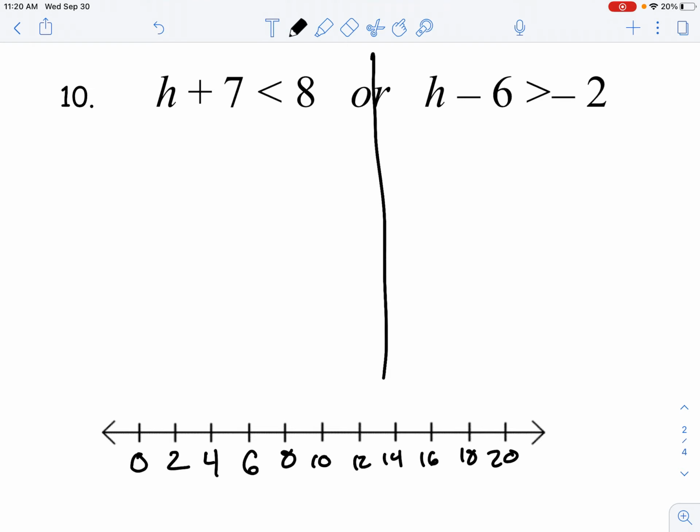Again, going real quick here on this one since we just did one like it. Minus 7 on both sides, we get h, because those cancel out. Keep that the same. This will be a 1. On this one, we're going to add 6.